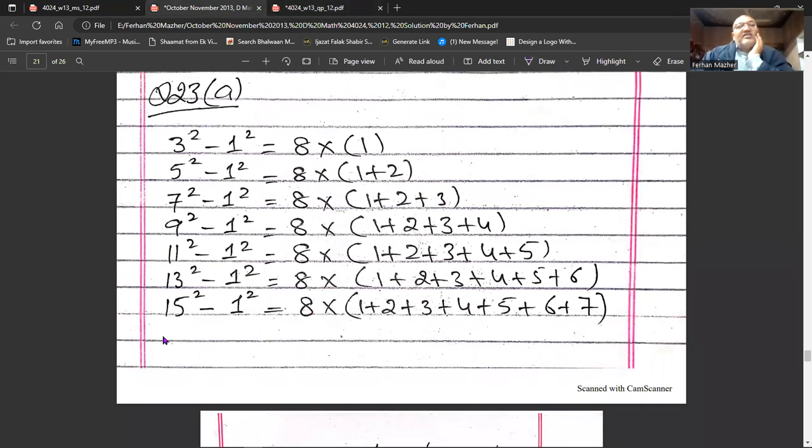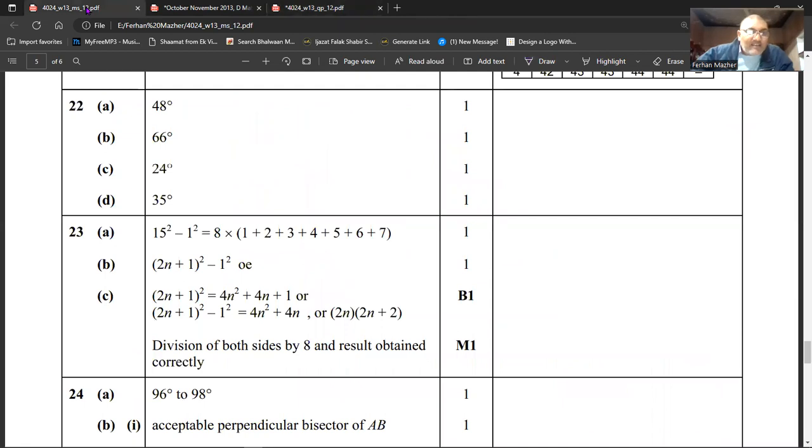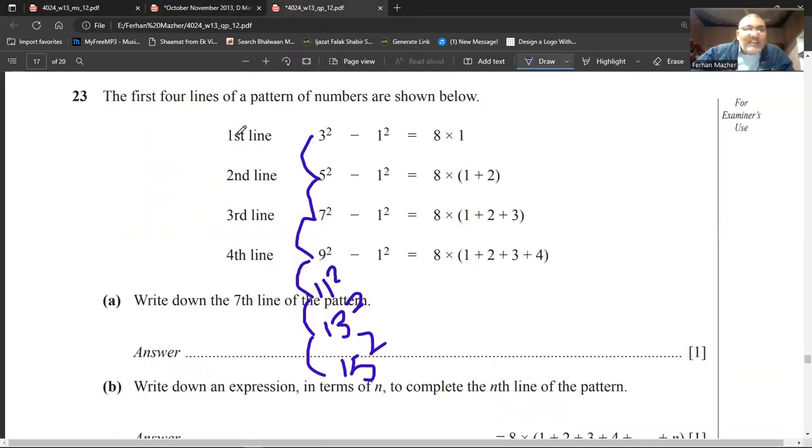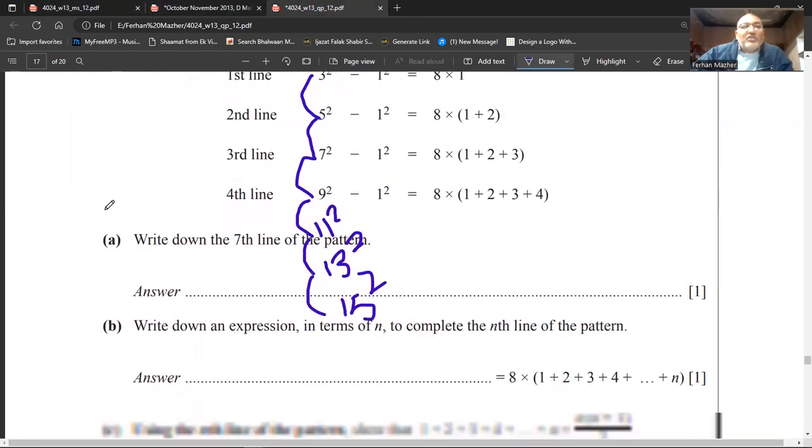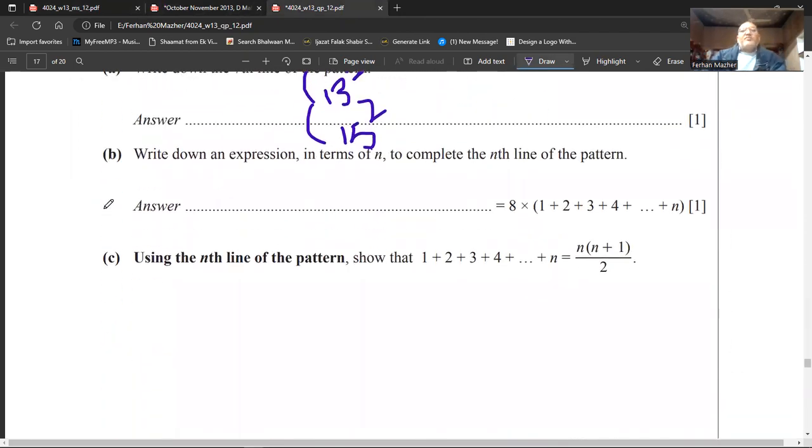Here I have written, so the 7th line will be 15 square minus 1 square equals 8 multiplied by the bracket 1 plus 2 plus 3 plus 4 plus 5 plus 6 plus 7. So that will be my 7th line. And that is the question, and hopefully you understand. That's the A part of question number 23. Then he says, write down a fraction in terms of n to complete the nth line.